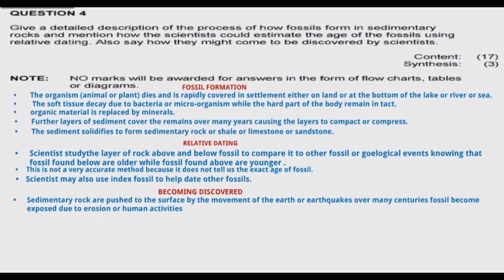Now we have raised points on these three stages. We have raised points on fossil formation, we have also raised points on relative dating, and we have raised points on how the fossil is discovered. So next we are going to construct an essay that we are going to present.